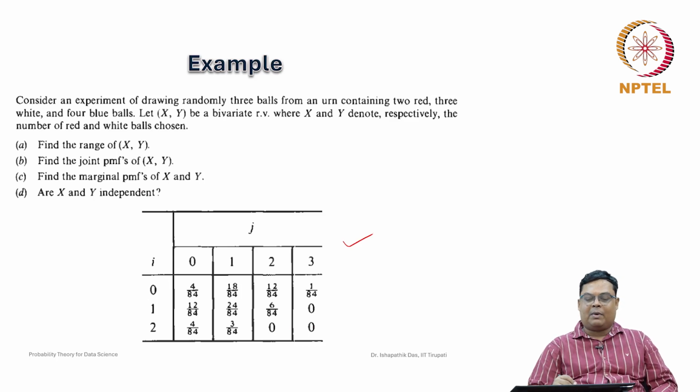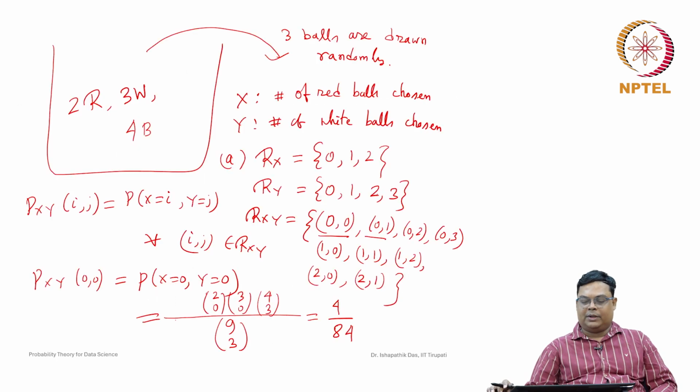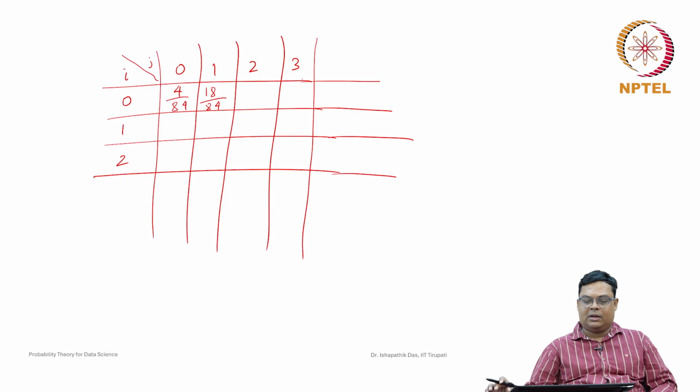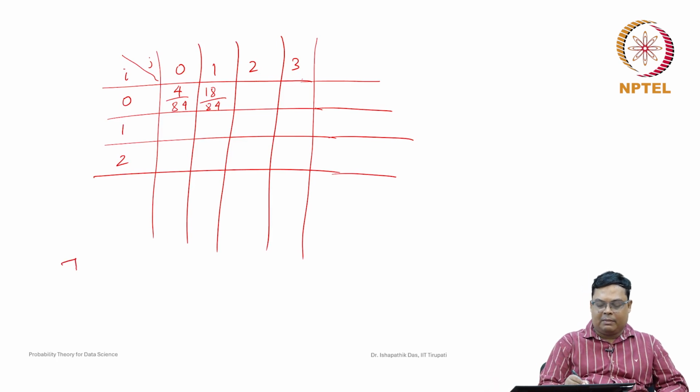Now, find the marginal probability mass function of x and y. Now we will compute the marginal probability mass function. How can we find that?